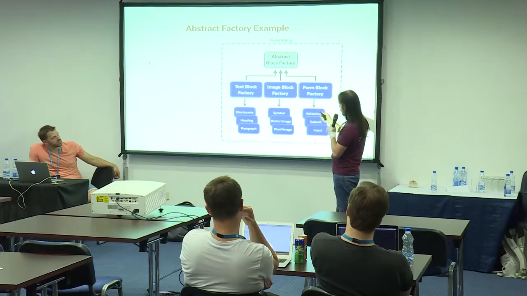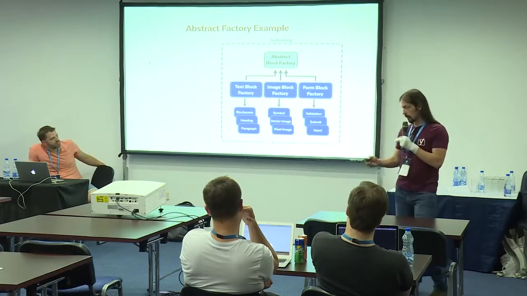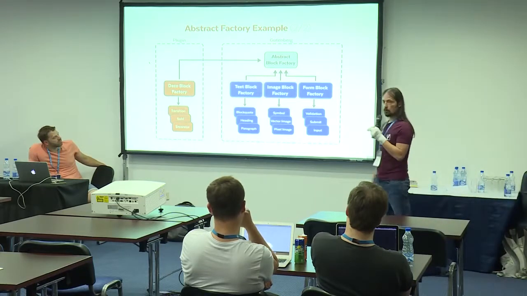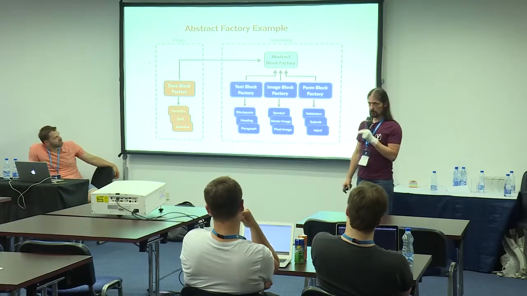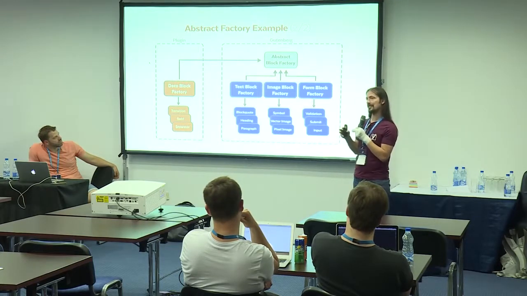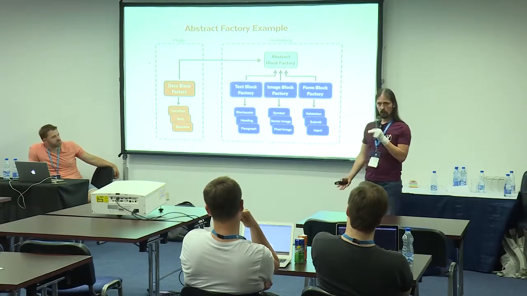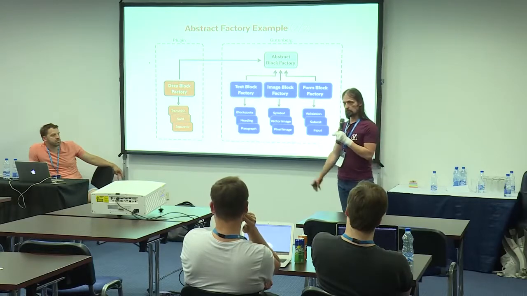And when Gutenberg requests a block, it will just request it from the abstract block factory, and whoever is responsible will retrieve the correct implementation. And the big advantage of this is that we can create a plugin that hooks into the abstract block factory and registers an additional factory, which can instantiate new blocks that were not part of the core Gutenberg experience. And all of this works without changing a single line of code in the Gutenberg plugin. So this makes it immediately extensible, and third-party code can easily add factories to add instantiations of implementations.